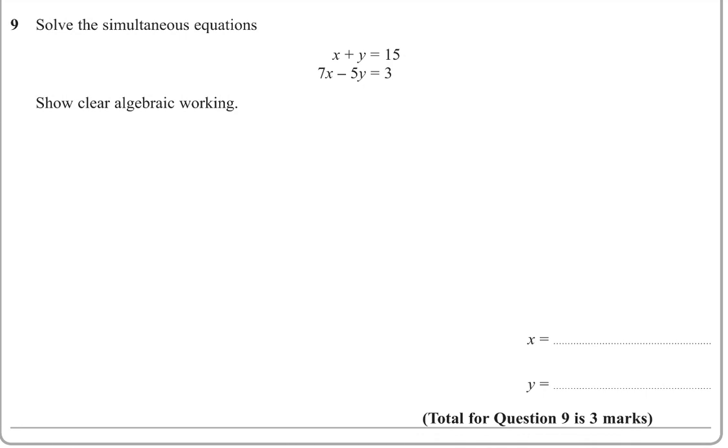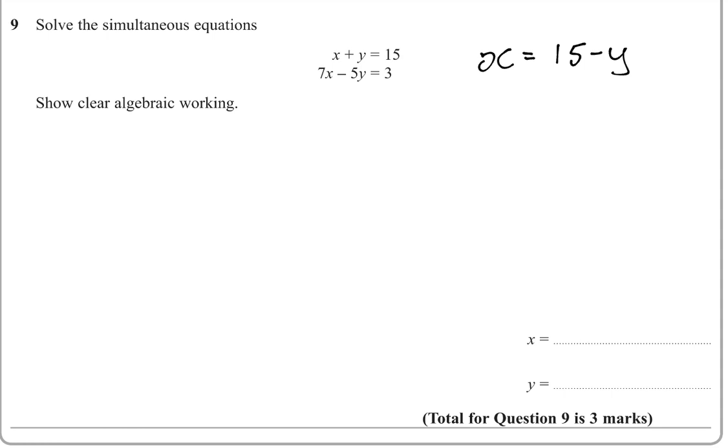We could go for substitution or for elimination. I'm going to go for substitution to begin with. So I want to rearrange one of them to get x equals or y equals. And generally this is possible. Looking at the top one, I could rearrange it to get x equals, by minusing y from both sides, I get x equals 15 minus y.